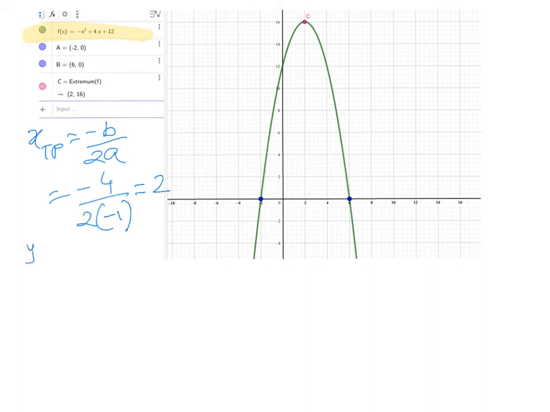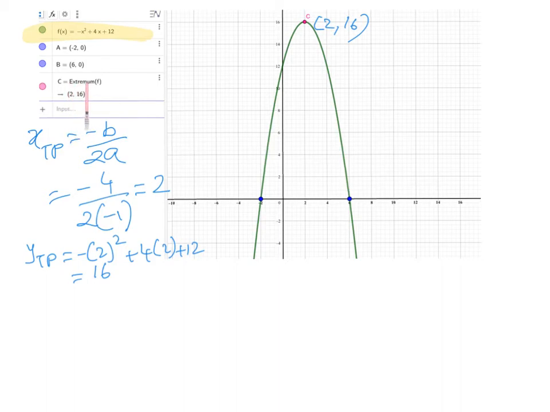How do I find the y-coordinate of the turning point? For the y-coordinate, I substitute this 2 into the original function, and that is minus 2 squared plus 4 times 2 plus 12, and it will give me 16. So my turning point is 2 and 16, which you can see here. So I got my turning point as 2 and 16.